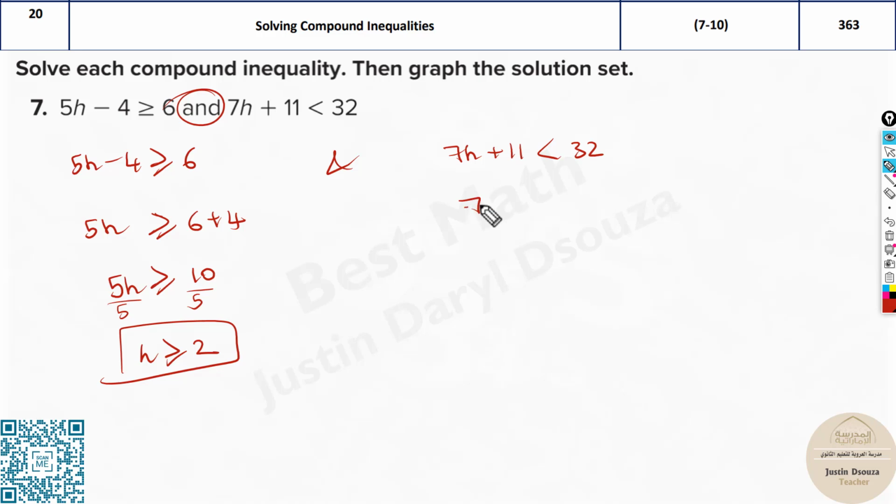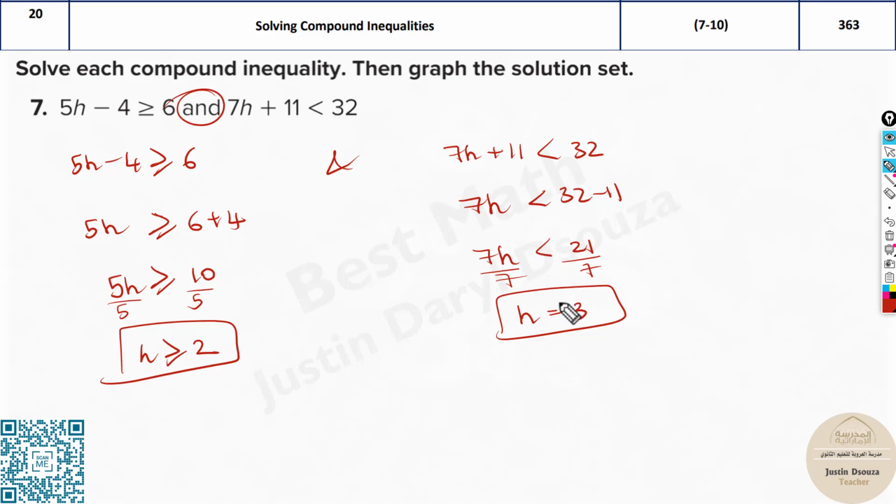And over here, 7h is less than 32 minus 11. 32 minus 11 is 21, so 7h is less than 21. Divide both sides by 7. You get h is equal to 3. Sorry, not equal to, what am I writing? It is less than. So it's clearly h is less than 3. Both the inequalities are done.